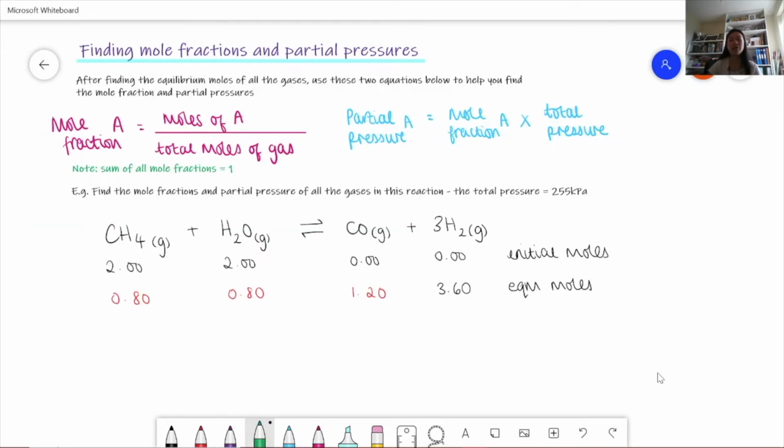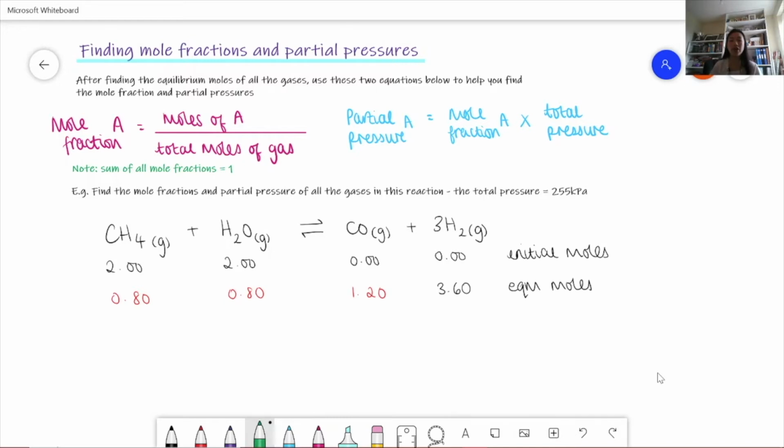Now we're going to look at how to find the mole fractions and partial pressures. First of all, if you've forgotten how to calculate equilibrium moles, then I'd suggest you quickly look back at the Kc videos and find out how to calculate the equilibrium moles before you come back to this video. After finding the equilibrium moles of all the gases, we use these two equations below to help us find the mole fractions and partial pressures. First, the mole fraction of A is equal to the moles of A divided by the total moles of the gas. And the second equation is the partial pressure of A is equal to this mole fraction of A multiplied by the total pressure.